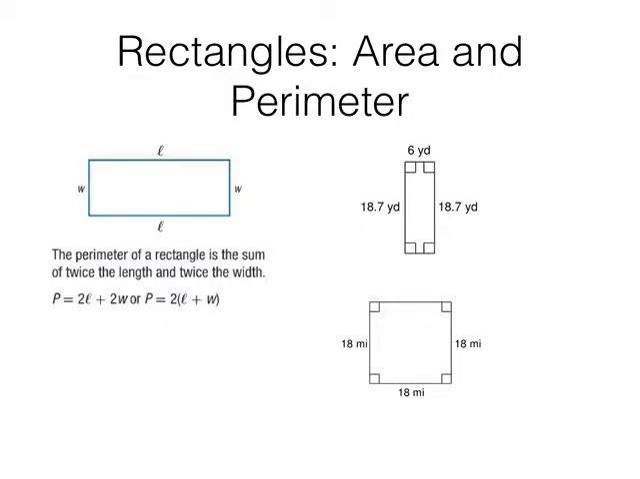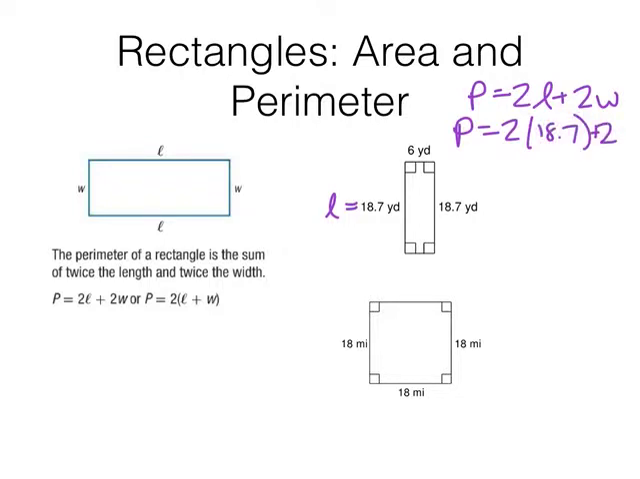So, if I look at this rectangle, same as the previous one, it is easiest to start off by writing down my formula and then plugging in the numbers. So 2 times, we'll call this one the length, 18.7, plus 2 times, we'll call this one the width, 6. 2 times 18.7 plus 2 times 6. Well, 2 times 6 is 12.